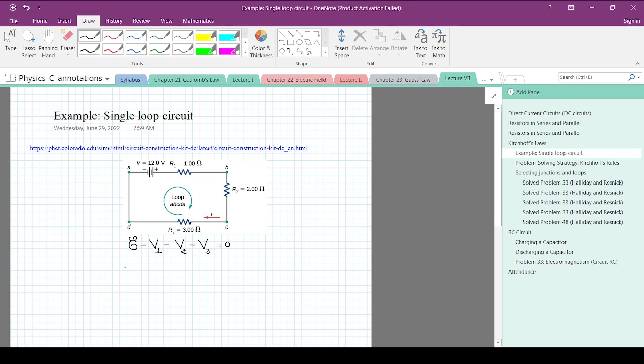We can see that this is going to be 12 minus, and we can use Ohm's law here to solve this problem, I1 R1, minus I2 R2, minus I3 R3 equals 0. Guys, let me call you again. Give me 1 second.